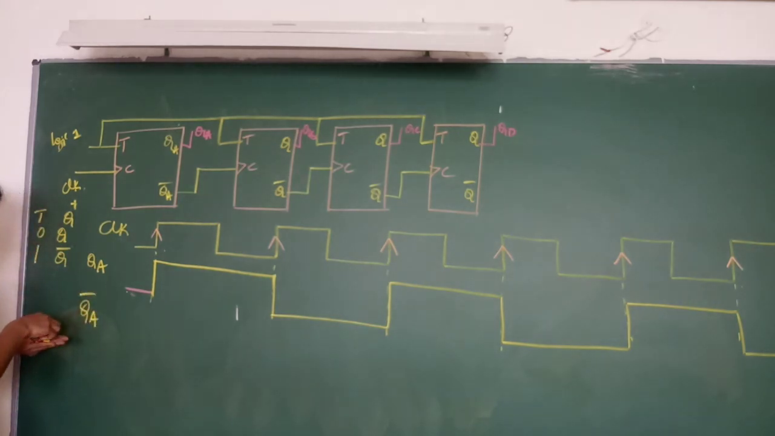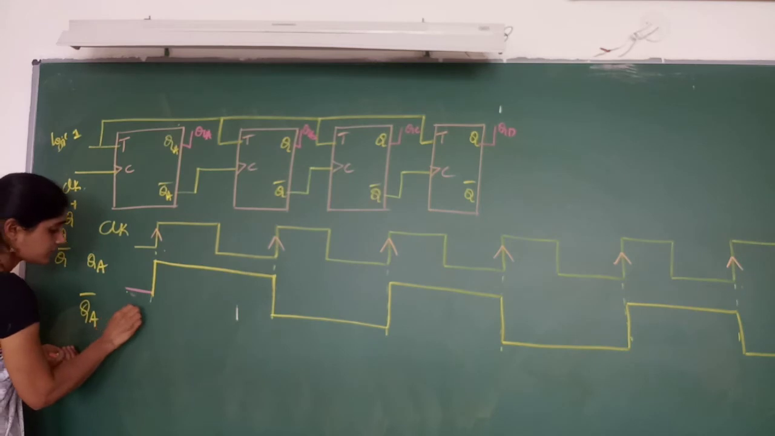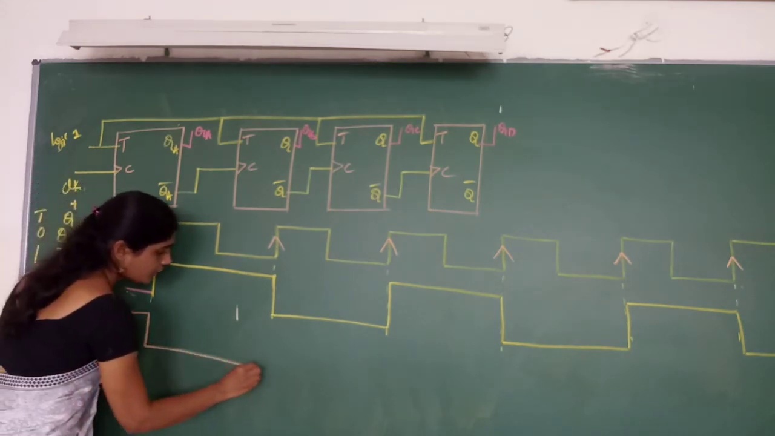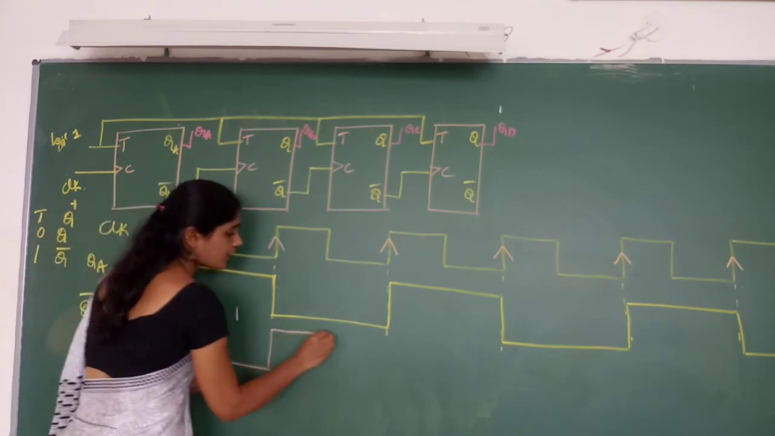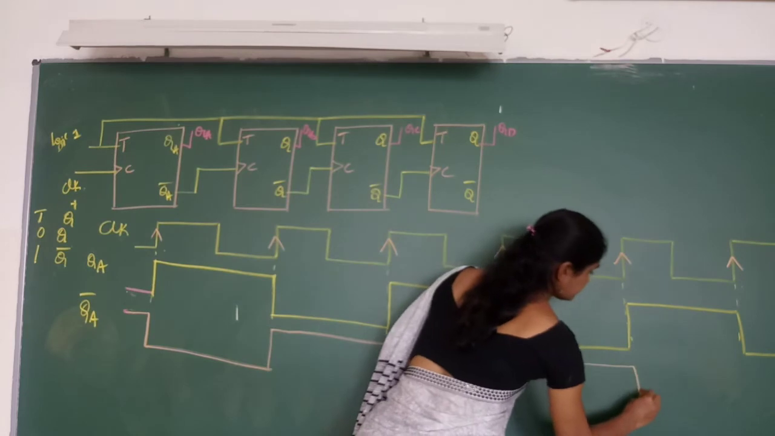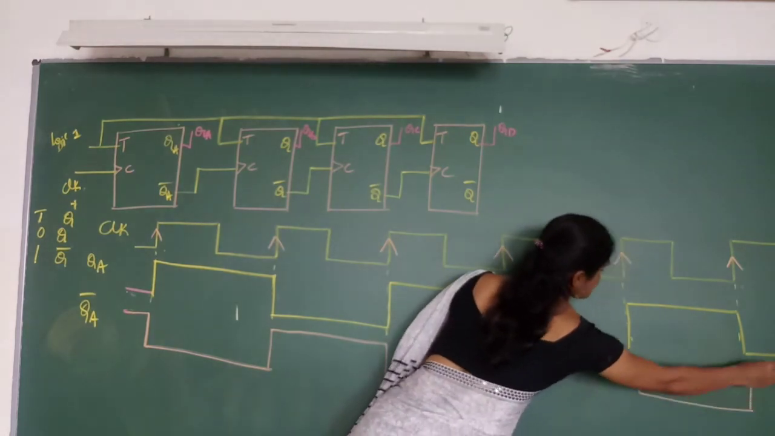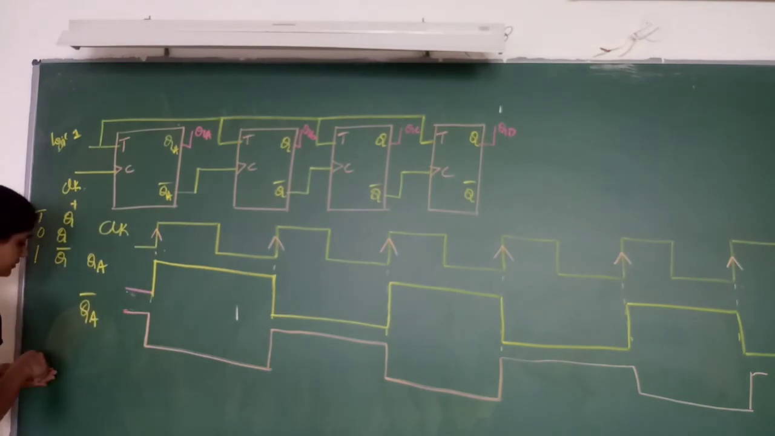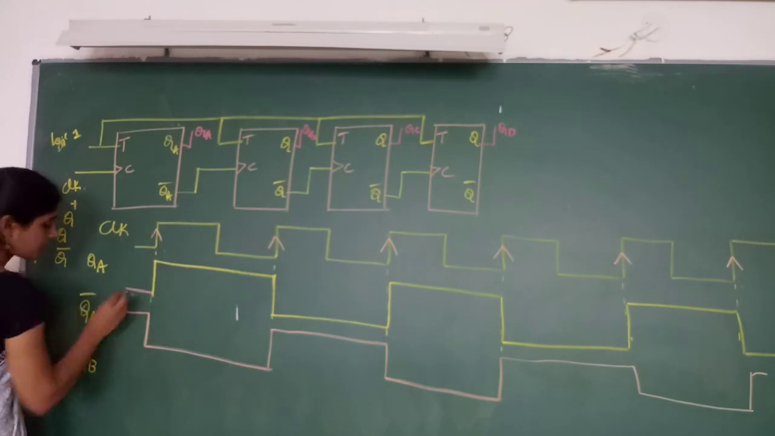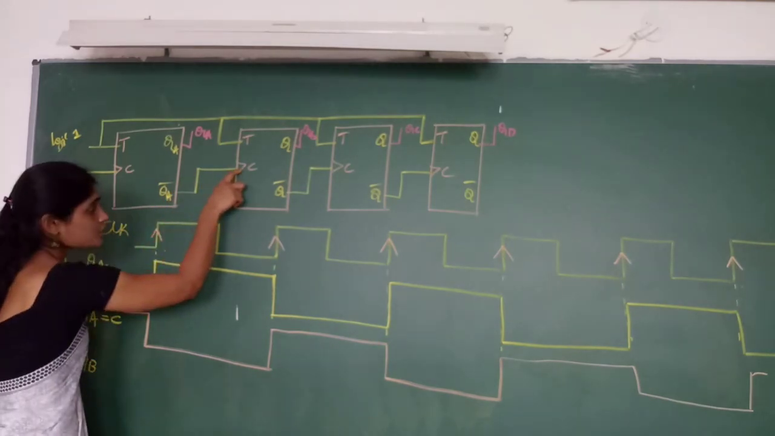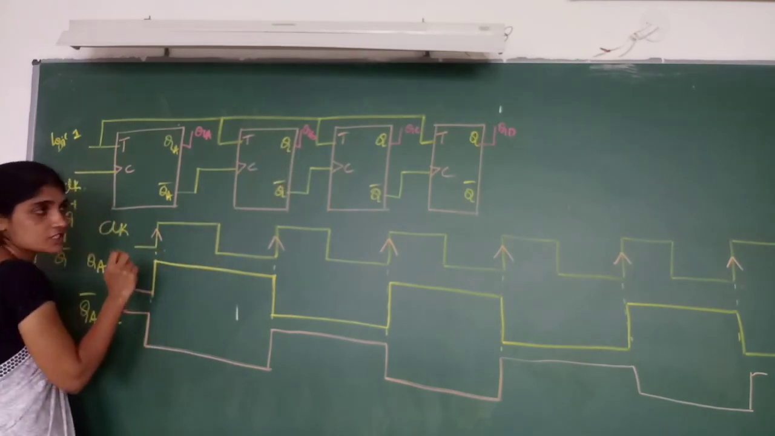What is QA bar? It is the complement of QA. Now I will write QB. Now QA bar acts as the clock. So at the positive edge of the clock, the QB output changes.